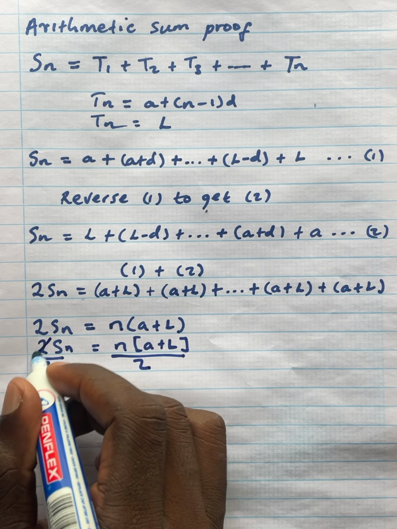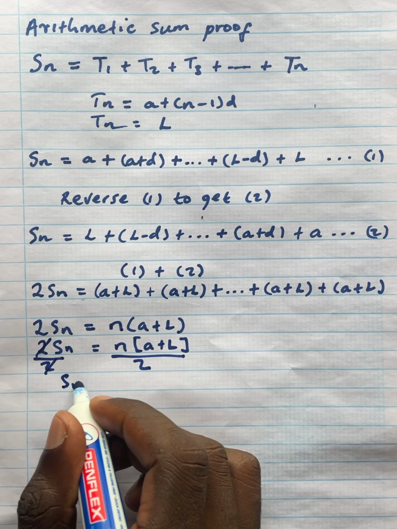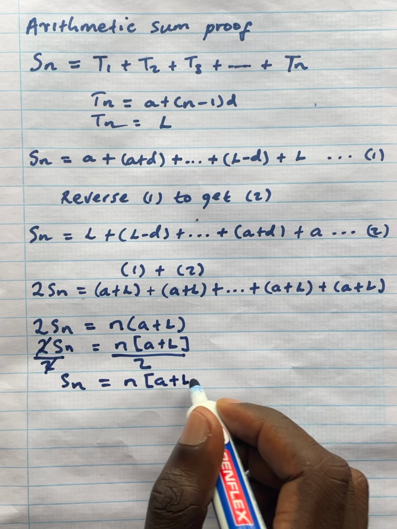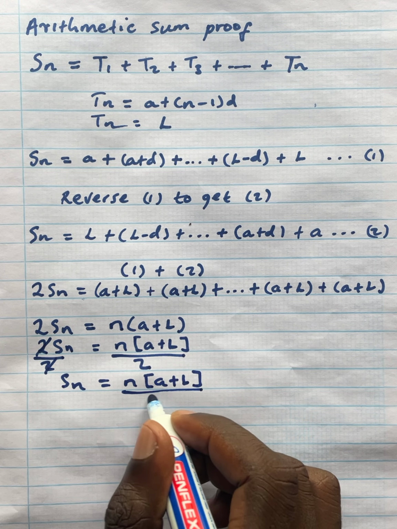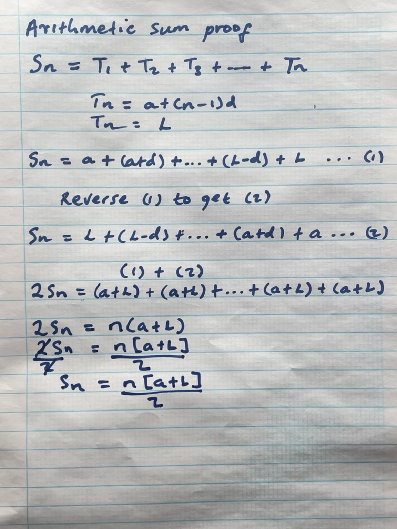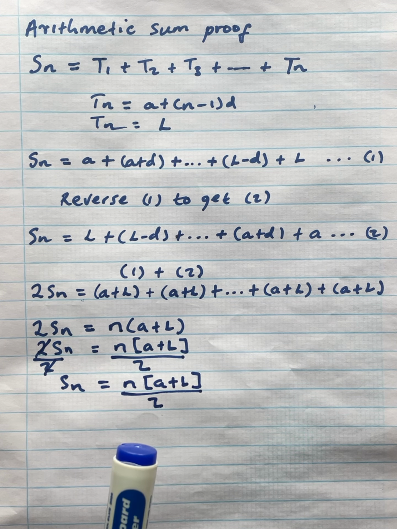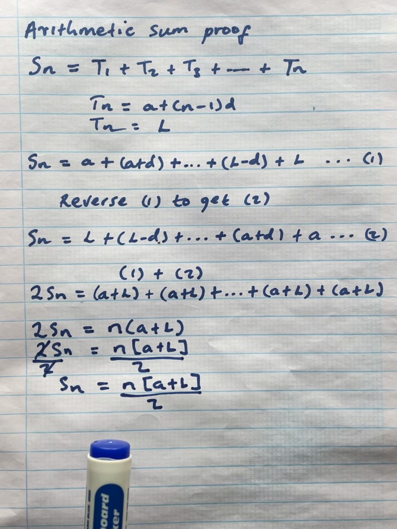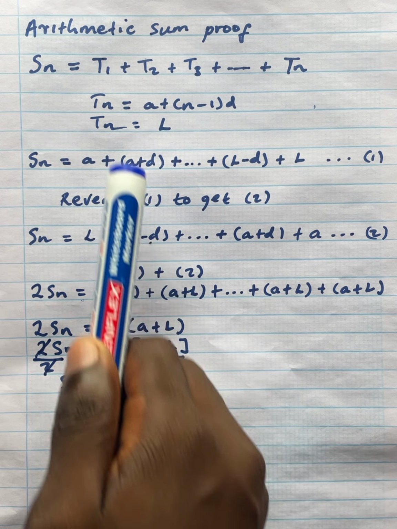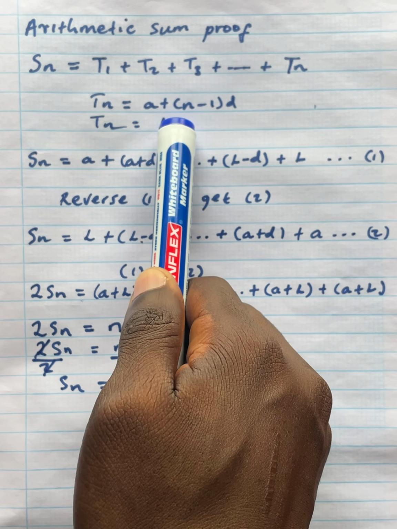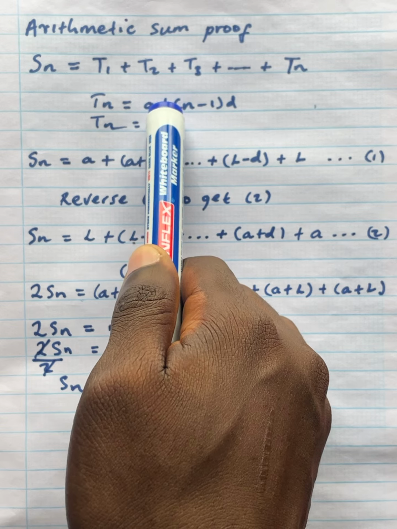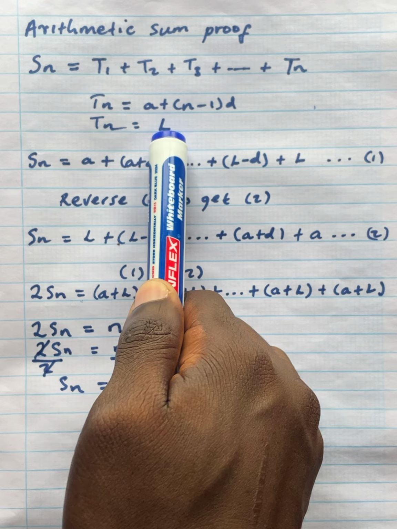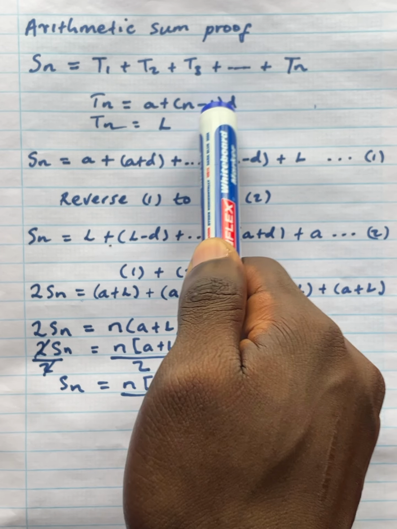and then the 2 and the 2 will cancel, and it means the sum to n terms is going to be n(a plus L) divided by 2. But then you have to remember from the first steps that I took before I began equation 1 of the proof, I told you that Tn represents L, and at the same time Tn is equal to a plus (n minus 1)d. So therefore we're going to replace L with a plus (n minus 1)d.